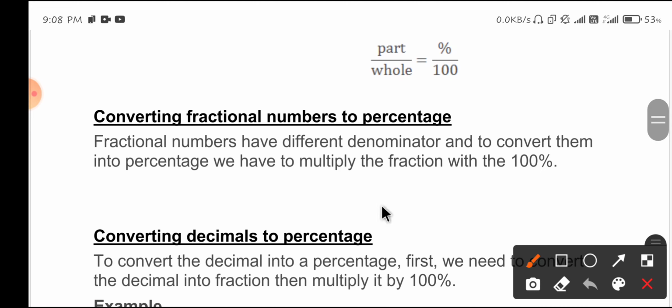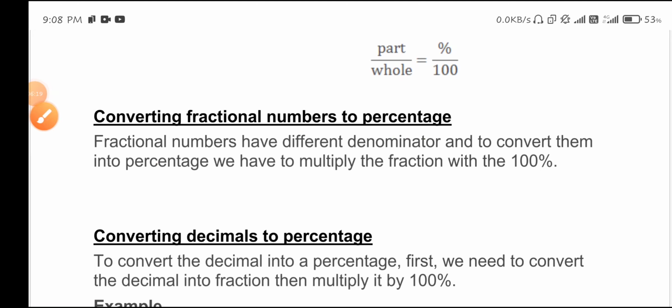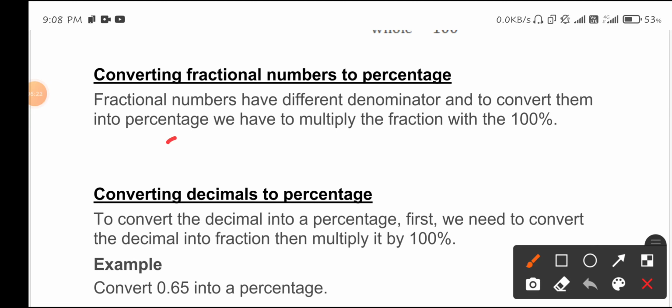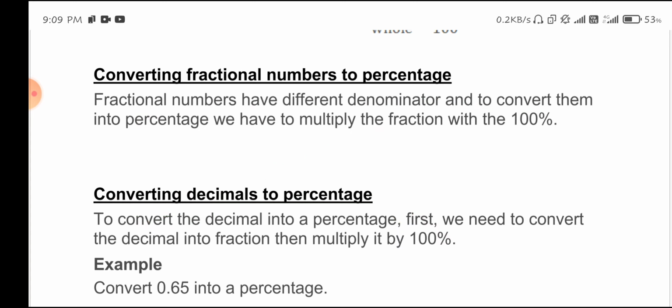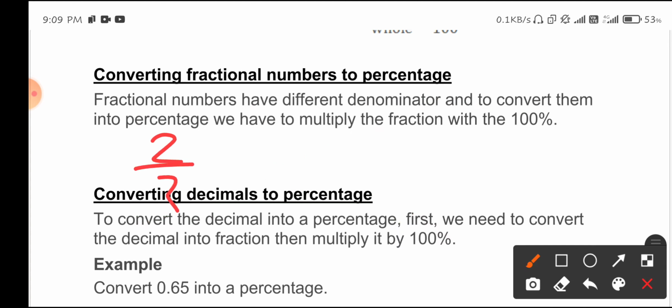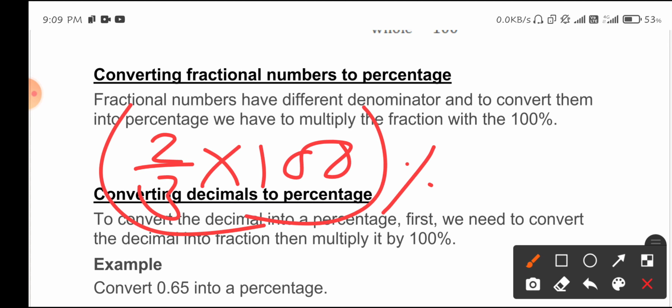Now converting fractional numbers to percentage. Now how can you convert fractional numbers to percentage? Fractional number means 2 by 3 and we have to change into percentage. So first of all, fraction numbers have different denominators and to convert them into percentage we have to multiply the fraction with 100. अगर किसी भी fractions को percentage में change करना है, so we will directly multiply by 100.